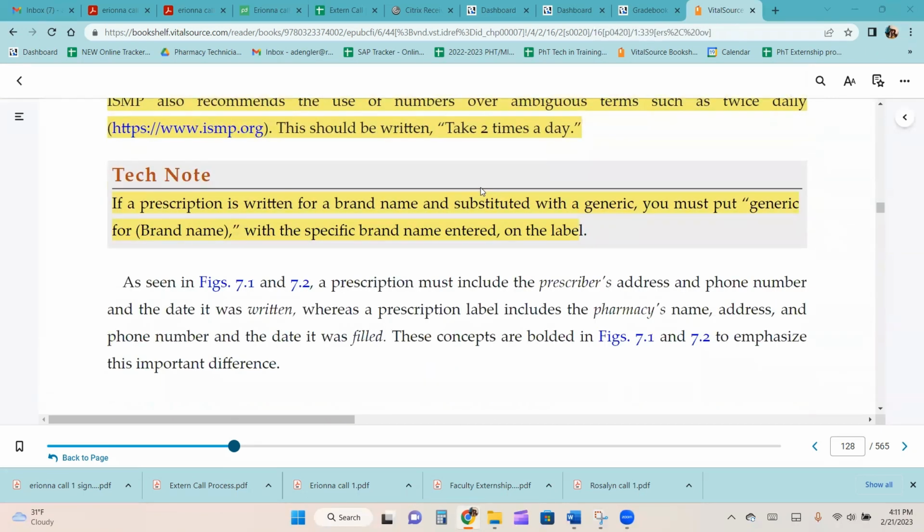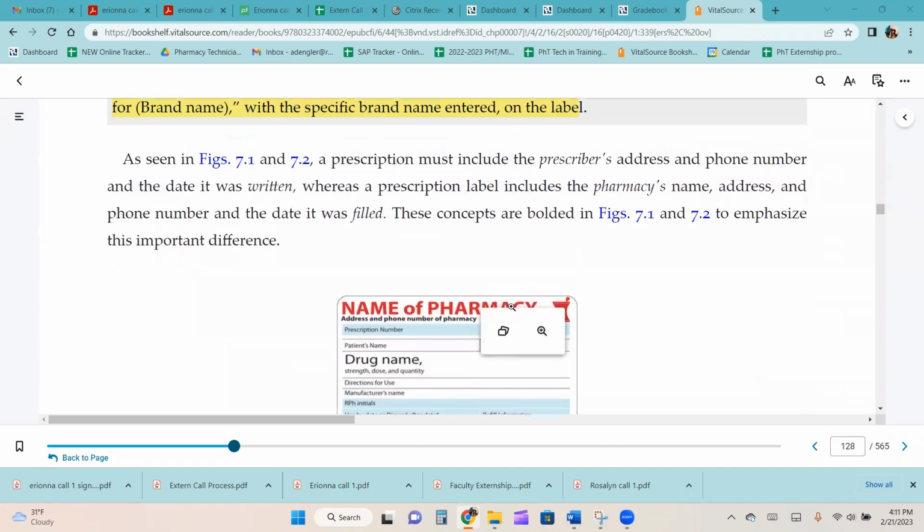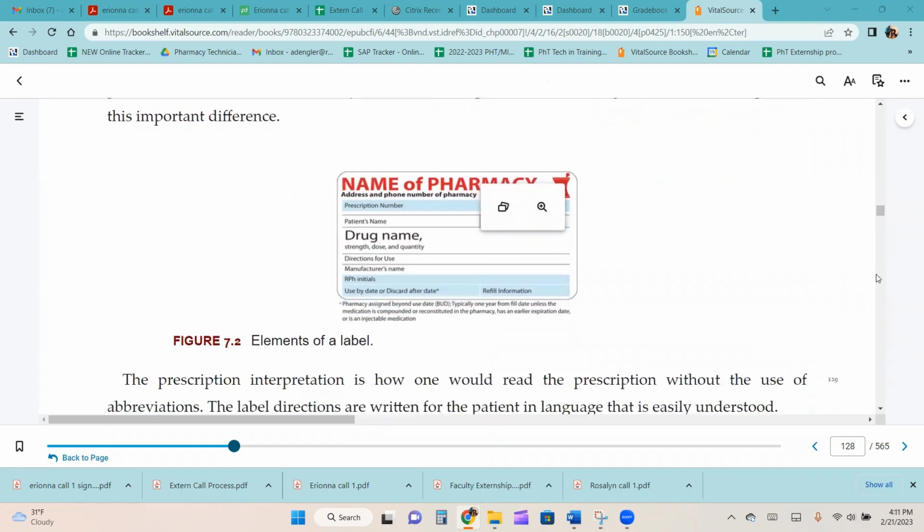If a prescription is written for the brand name and substituted with the generic, you must put generic for whatever brand name with the specific brand name entered on the label. As seen in figure 7.1 and 7.2, a prescription must include the prescriber's address and phone number and the date it was written. Whereas a prescription label includes the pharmacy name, address, and phone number and the date it was filled. These concepts are in bold to emphasize the difference.